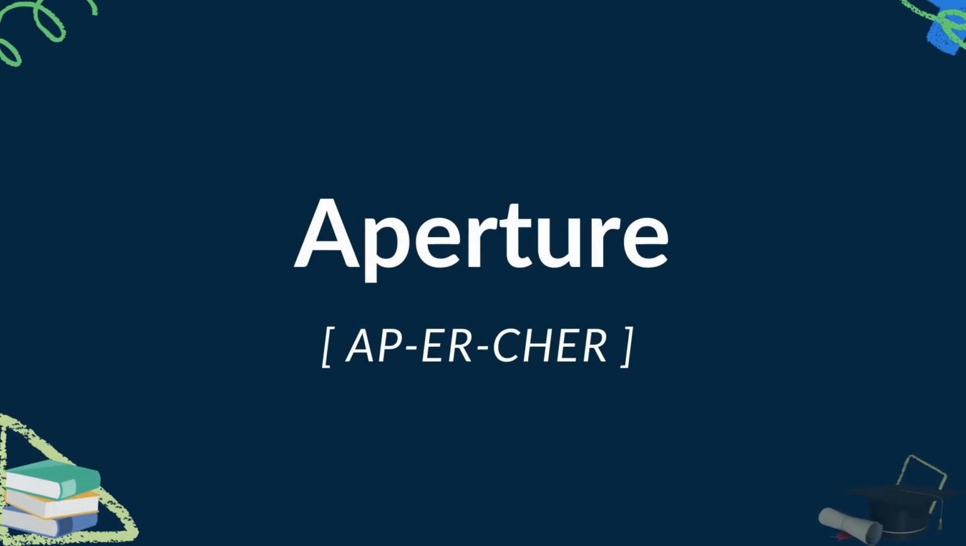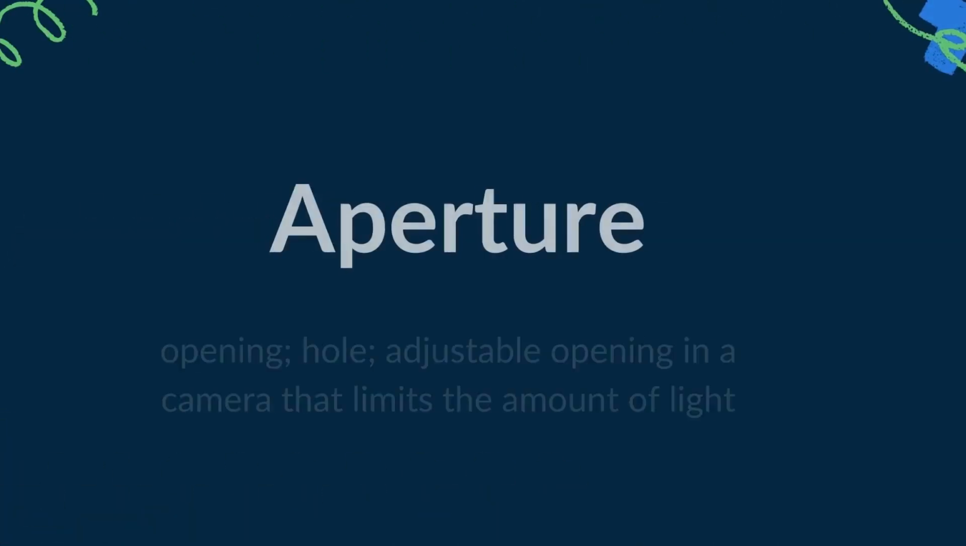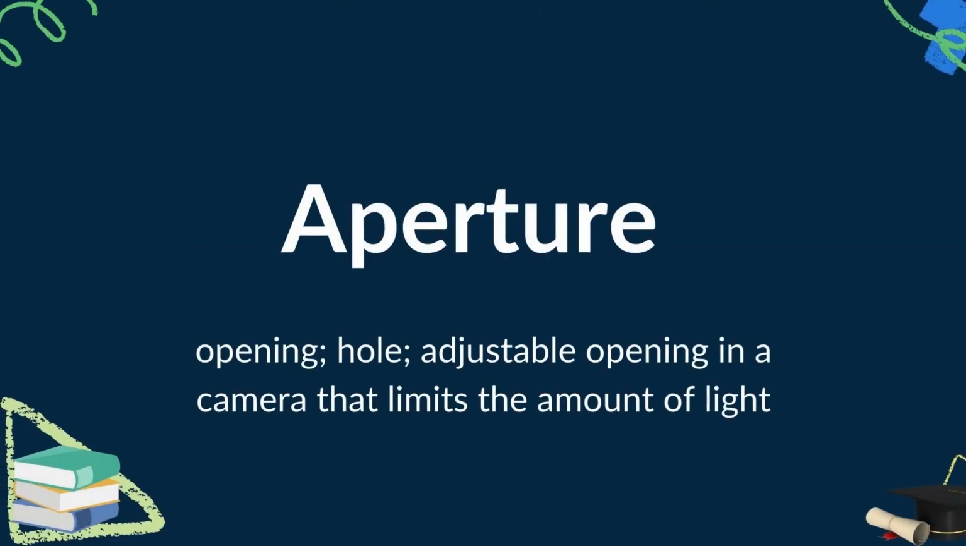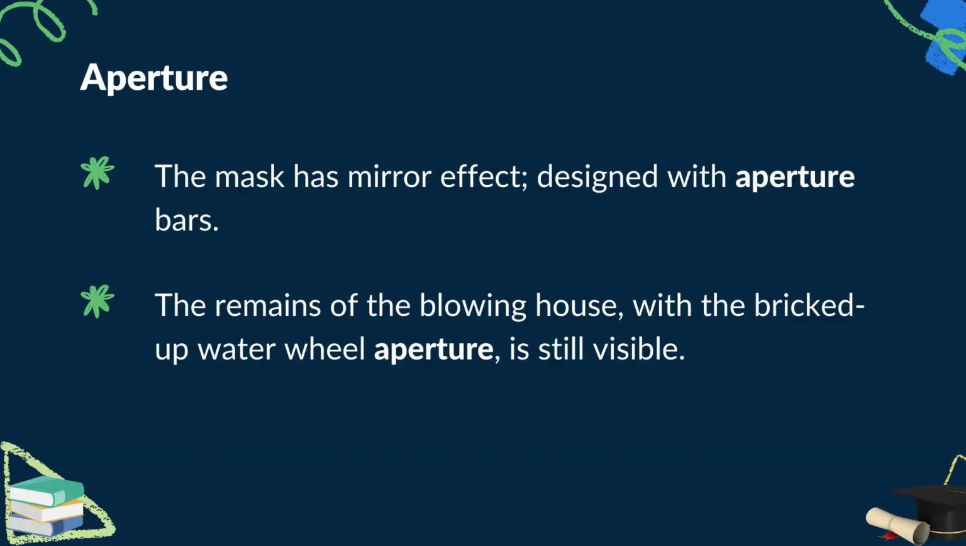The next word is aperture. A-P-E-R-T-U-R-E. Aperture. Aperture means opening, hole, adjustable opening in a camera that limits the amount of light. Here are some ways you can use the word in a sentence. 1. The mask has mirror effect, designed with aperture bars. 2. The remains of the blowing house, with the bricked-up water wheel aperture, is still visible.